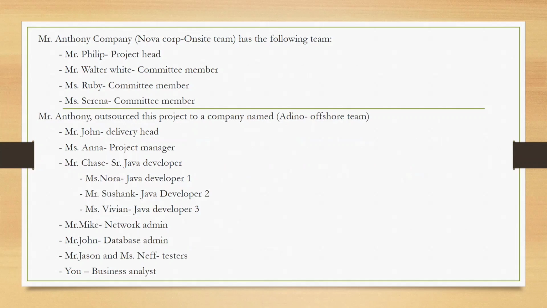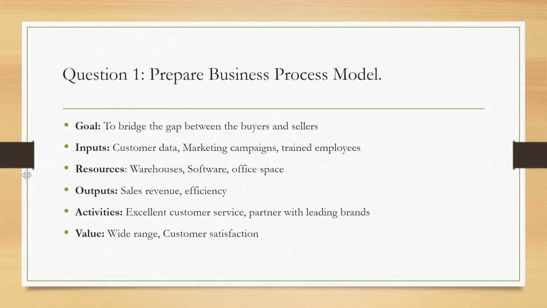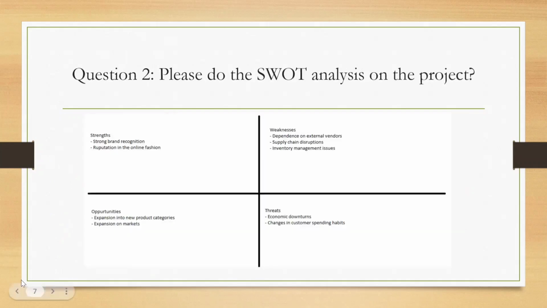In the Adino Offshore Team, Mr. John is the delivery head, Miss Anna is the project manager, and Mr. Chase is the senior Java developer. Nora, Shashank, and Vivian are junior Java developers. Mike is the network admin, John is the database admin, and Jason and Nif are the testing team.